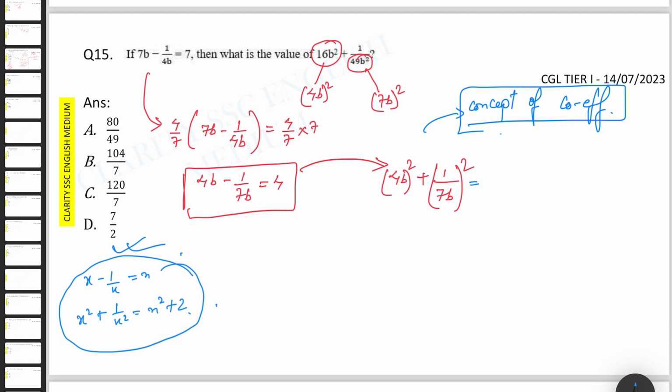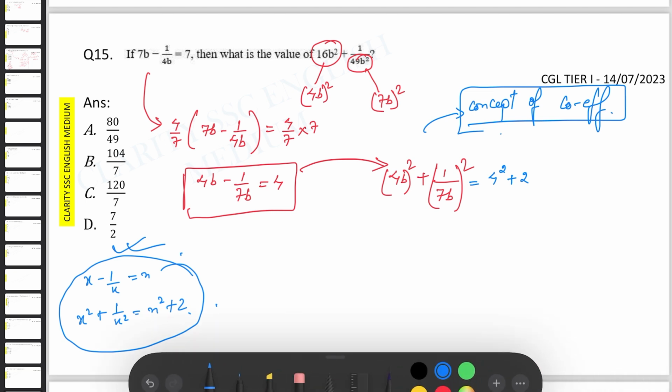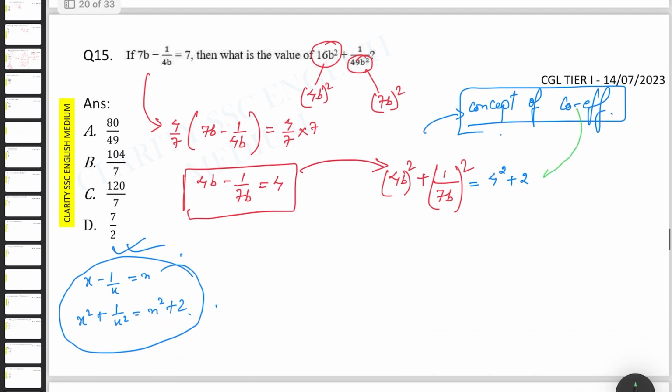How to solve this? I'll tell you. This is nothing but n square plus 2. What is n here? 4 square plus 2. 4 square is 16. 16 plus 2. If a coefficient is here, multiply the coefficient with 2. What is the coefficient here? 4 and 1 by 7. So 4 into 1 by 7. Whatever the coefficient is there, write it in the form of multiplication and multiply it by the number 2.